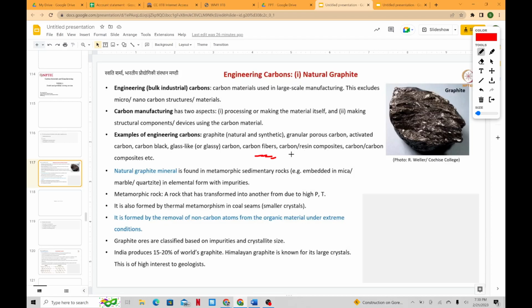These all are the materials which are available, examples of the engineering carbons. The next thing is natural graphite mineral. If you have been through basic material science or metallurgy, you have to know: what is the difference between ore and mineral? Sir, ore contains a lot of impurities. Mineral is what is obtained by refining the ore.